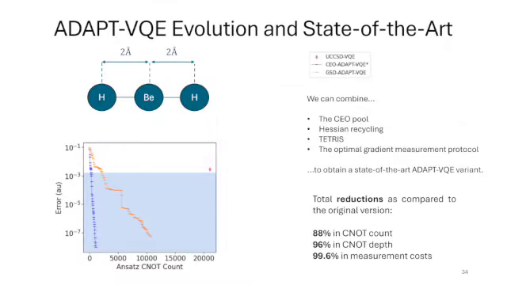And we can combine all of these to create a state-of-the-art version of the algorithm. So we combine the CEO pool, Hessian recycling, the Tetris protocol, and the gradient measurement protocol to create this blue curve that represents the state-of-the-art of ADAPT-VQE and compare to the original algorithm in orange. The plot shows the error against the CNOT count, again as a metric of noise resilience. And we also include the UCCSD ansatz, the pink diamond, for reference. So we see that we require 90% fewer CNOTs as compared to the original algorithm, and we also have improvements in other counts, such as CNOT depth or measurement cost.